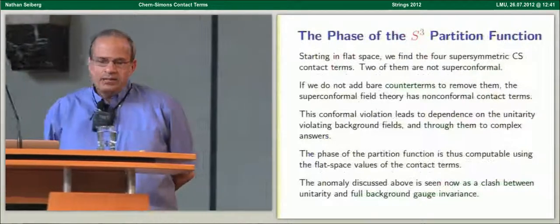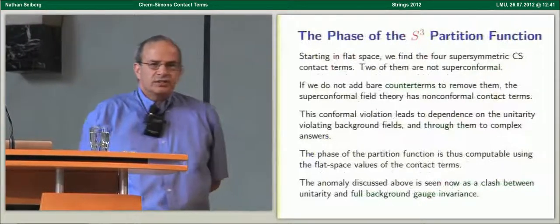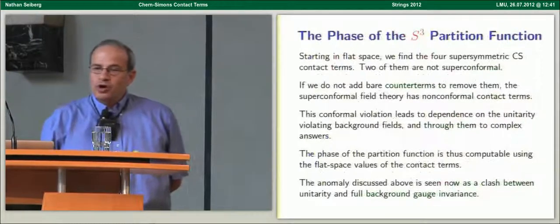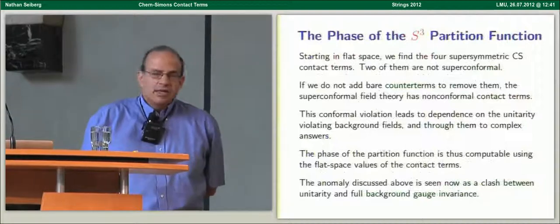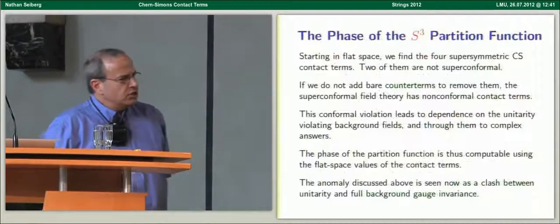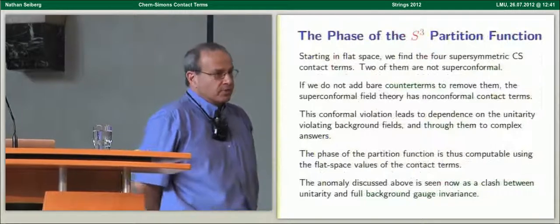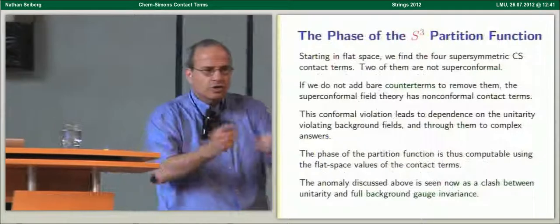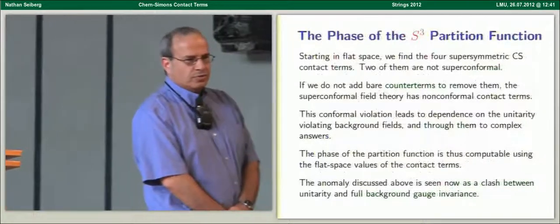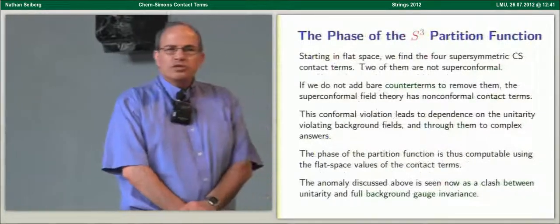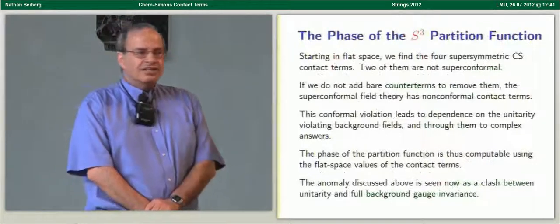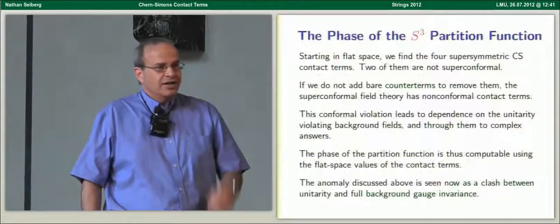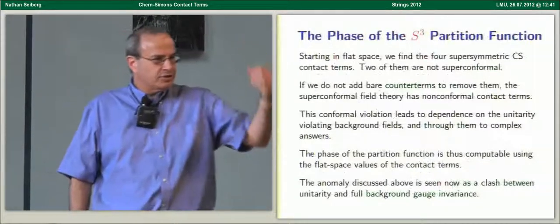Now, if we do not add bare counterterms to fix the problem with the offending terms, the ones which are not conformal, then our theory is not really superconformal. It's superconformal at separated points, but it's not superconformal at coincident points. The contact terms of the theory do not respect superconformal symmetry. And therefore, when we put the theory on the sphere, this lack of conformal invariance through the contact term comes to haunt us, and it leads to a phase in the partition function.